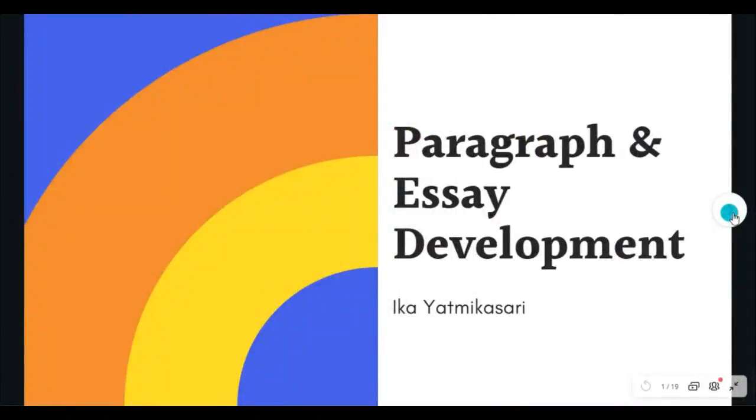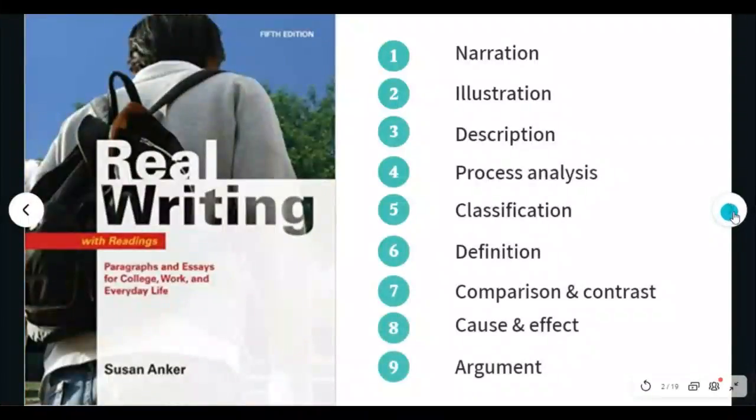This is the second material of our writing course, which will discuss paragraph and essay development. In many sources or many books, you will find that they present different categories for these types of paragraph and essay development. Here I take some of the references that we use.